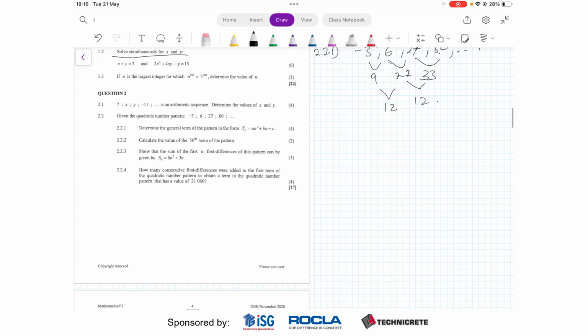Okay, so now 2.2.2, determine the general term of the pattern in the form Tn is equal to an squared plus bn plus c. Now, our formula for finding the general term tells us that we have to start with the second difference, right? And we know that the second difference formula is given by 2a is equal to 12, which gives us a is equal to 6, okay? Now, from there, we will take the first term in the first differences down here, right? And equate that to 3a plus b.